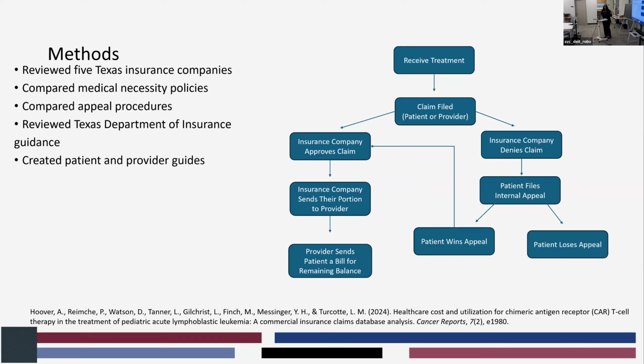And here, this is the process when they receive treatment. They deal with the insurance denial or if the insurance approves them. And it shows here what they have to go through if they win the appeal and if they lose the appeal.